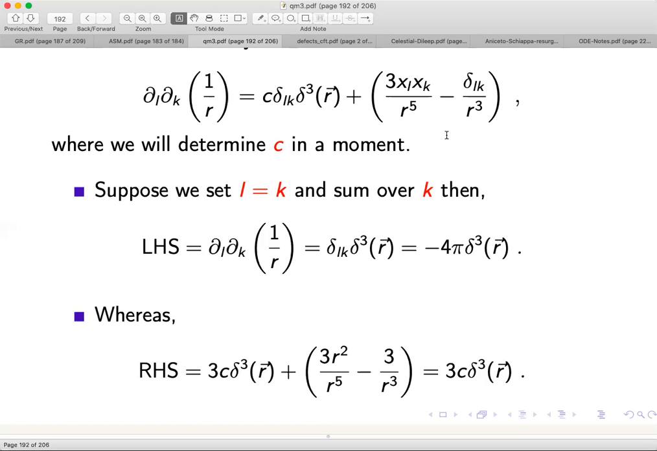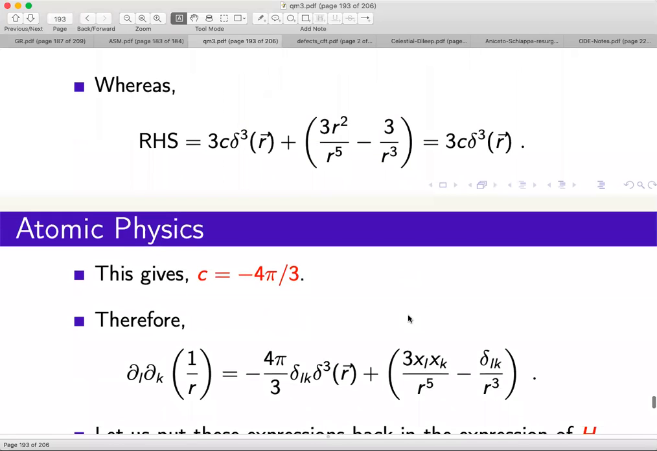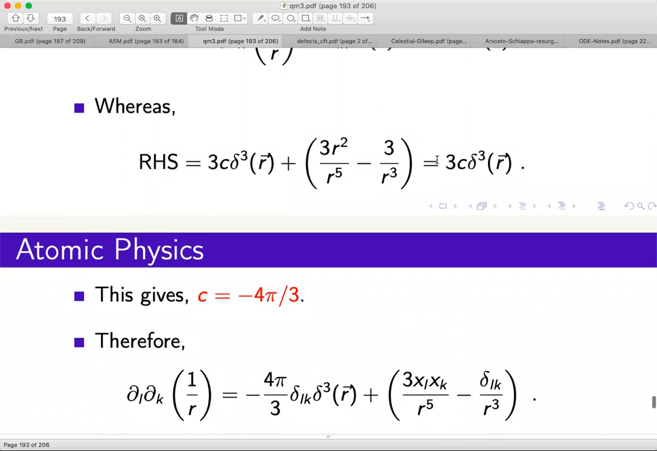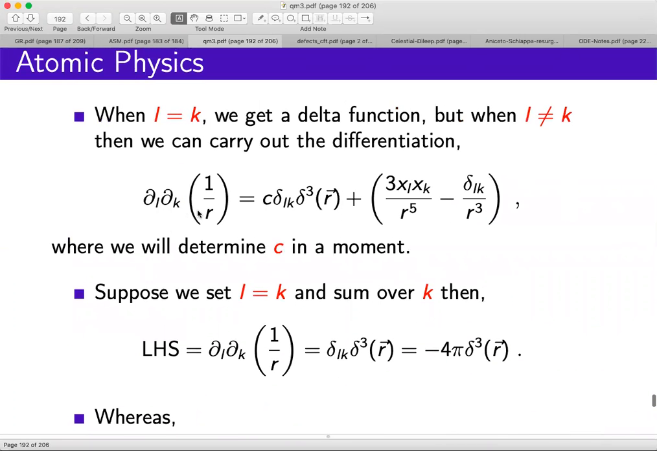That is just as well, because this expression came out of this manipulation when L was not equal to K. So whenever you set L equal to K, this expression should have vanished, and it does. So what it tells us is that the right hand side of this expression is given by 3 times C times the delta function, whereas the left hand side is given by minus 4 pi times the delta function. That pretty much derives C for us. That is given by minus 4 pi by 3.